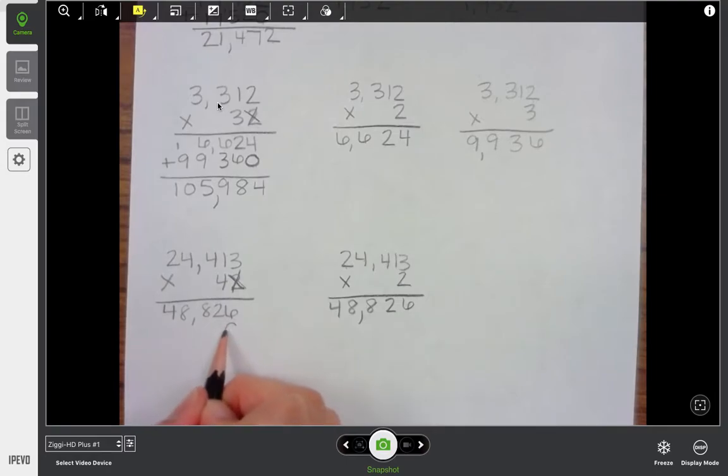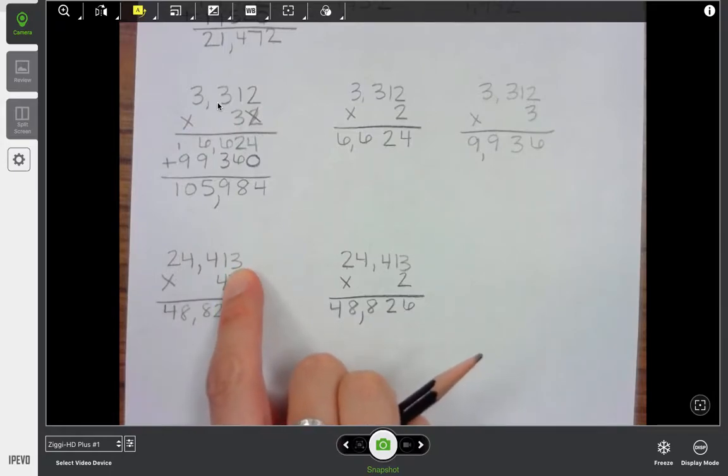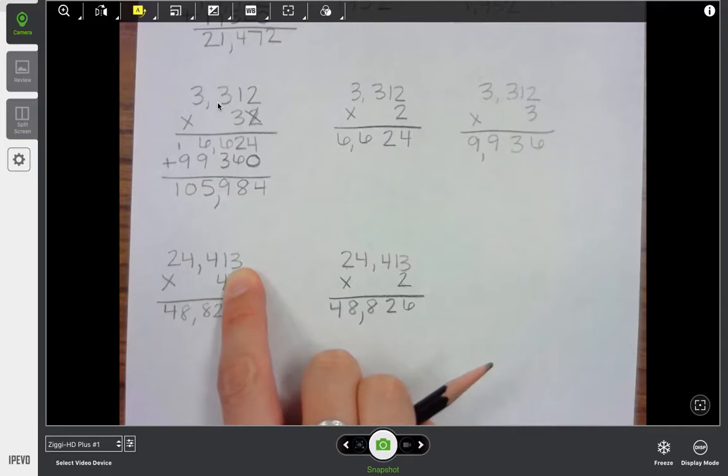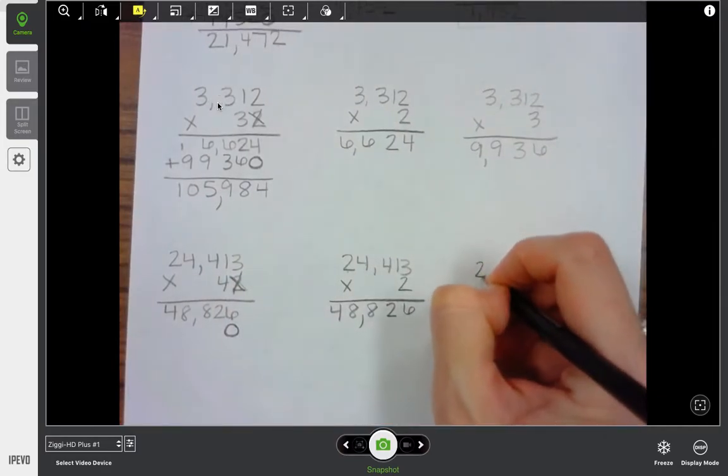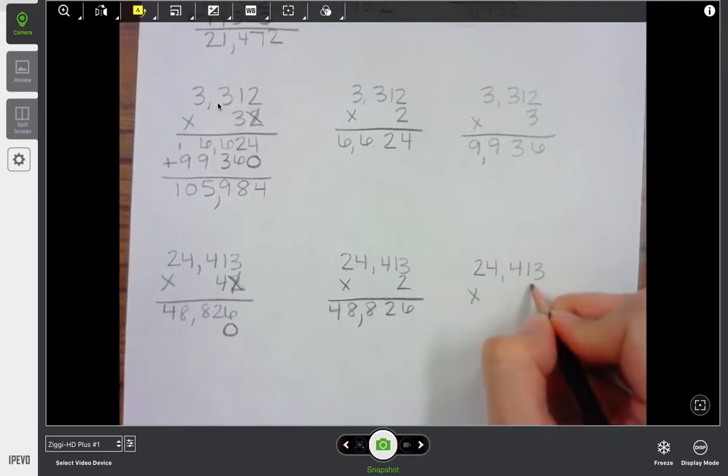I am done with this digit, so I've got to mark it out. I also have to put the 0 here to show that I am done with this digit in the ones place. Now, to finish up, I have to go in and multiply my top number by the 4 that I left out, okay? So 24,413 times 4.